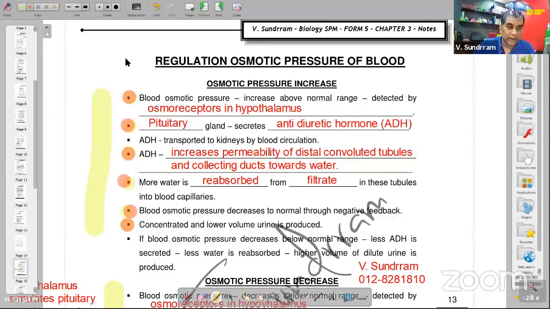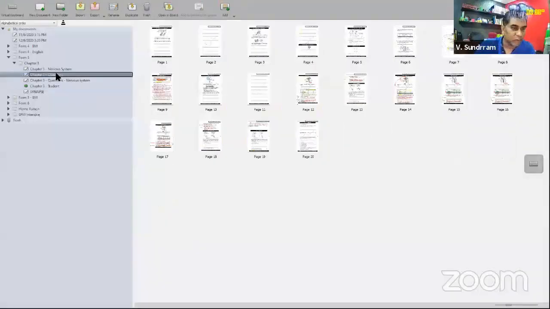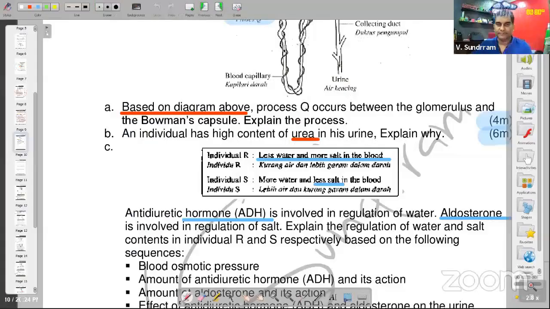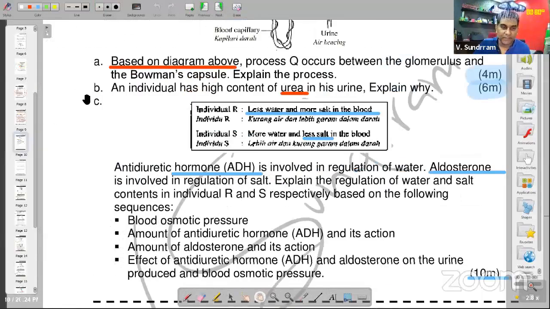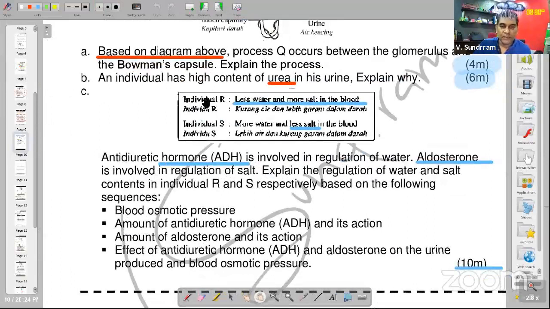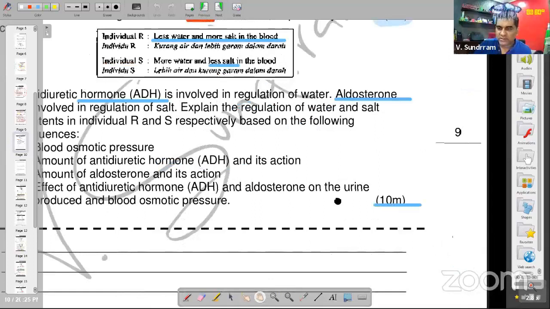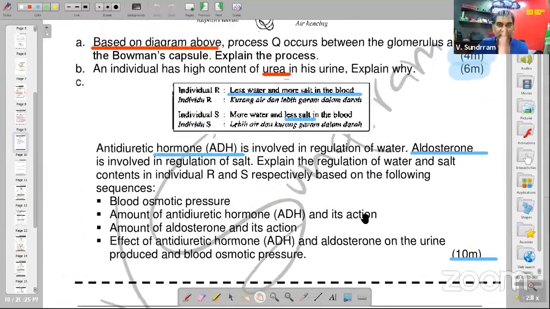And if you look at the question on page 9, Question C: an individual has less water and more salt, less water in the blood. He needs ADH. How many marks? 5 marks. This question is 10 marks. 5 marks is to write back what you have in the notes; I just showed you the answer. I'll quickly explain the other 5 marks.